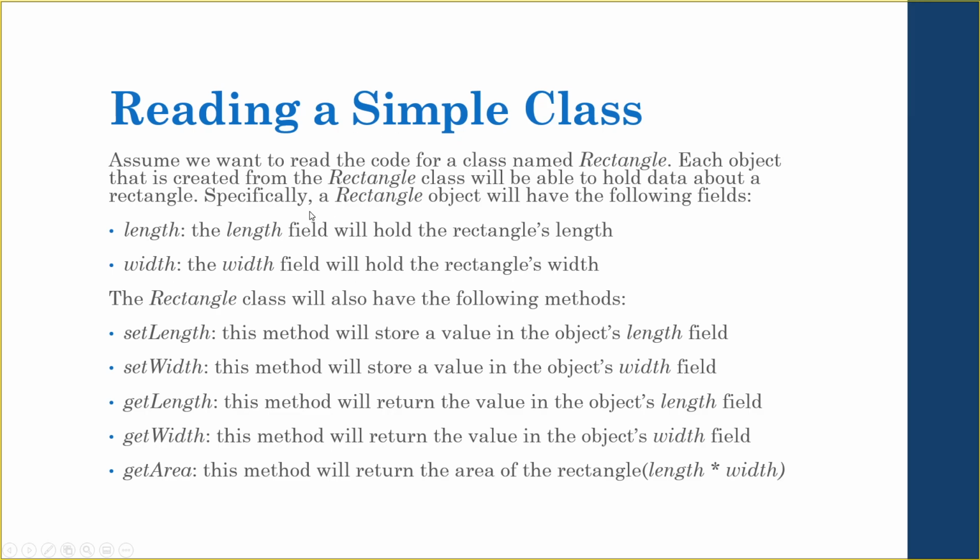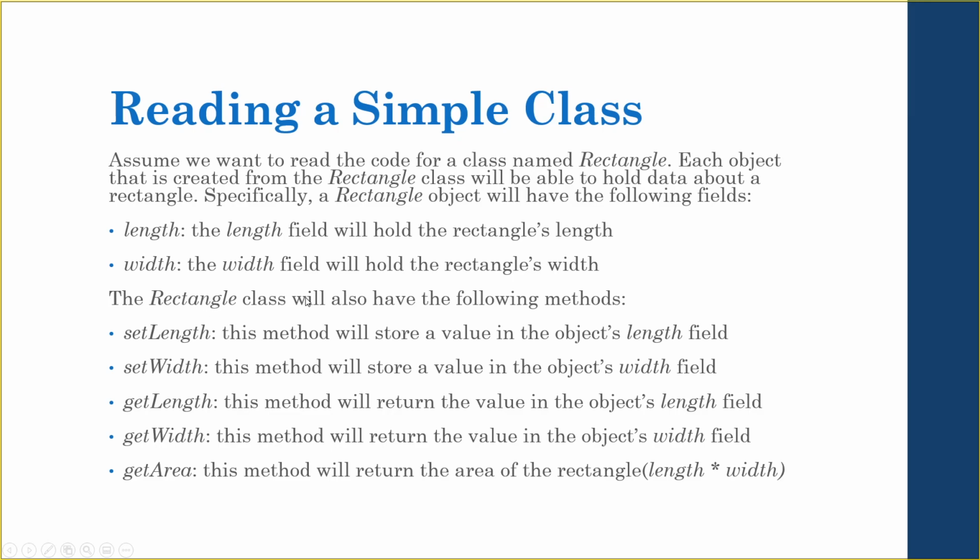So our Rectangle class says that all Rectangle objects have a length and a width. These are our two fields. If you remember, fields were the data that objects can hold. So we have two types of data that a rectangle can store, its length and its width.